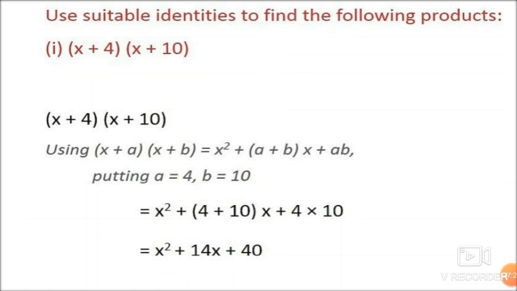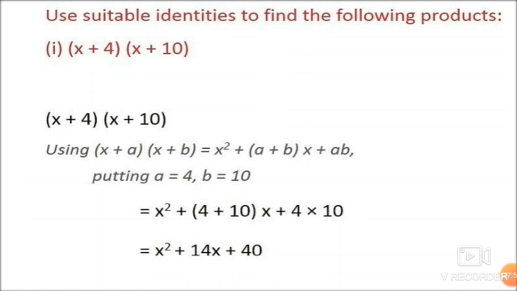For this, we have to choose the formula. What is the similar identity? I mean, (x + a)(x + b) = x² + (a + b)x + ab. This equation is similar to this identity. So observe and compare the equations and the formulas.